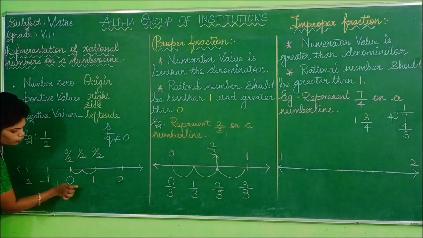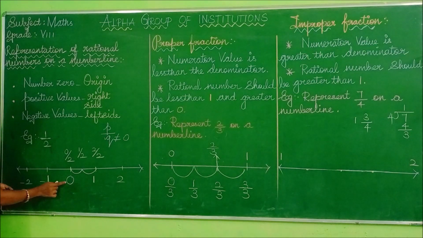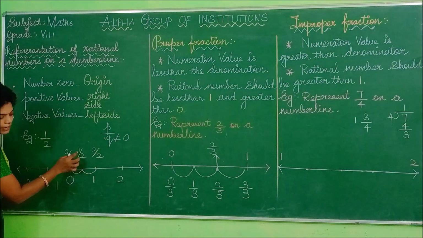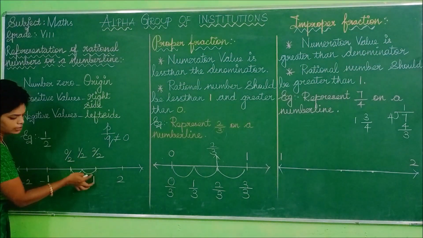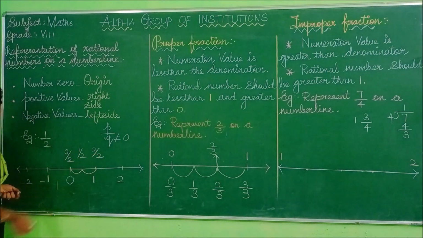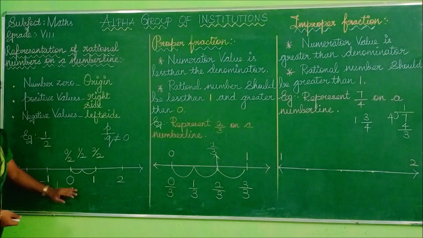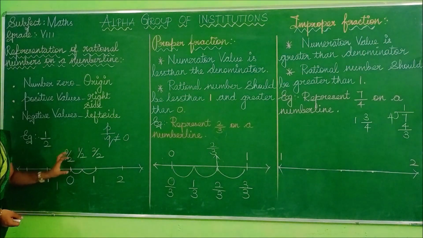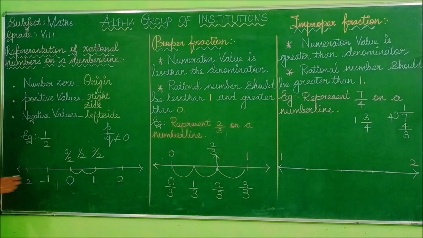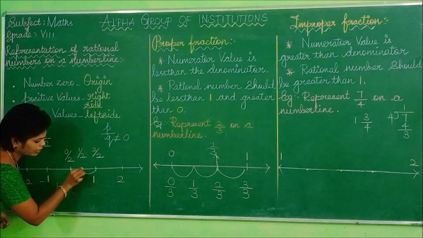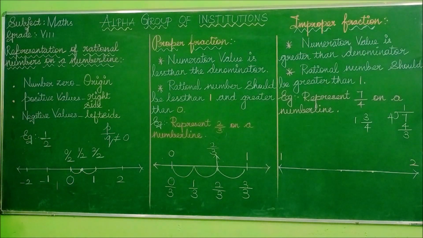So 0 by 2 gives you the value 0. The center point is 1 by 2 and the last part is 2 by 2. If you cancel this 2 by 2, again you get the value 1. So we can simply say this 1 by 2 lies in between 0 and 1. So here is your indication. You can represent this as 1 by 2.